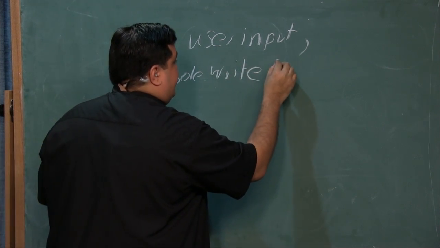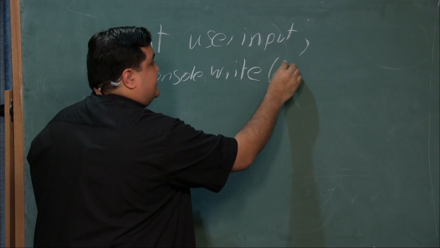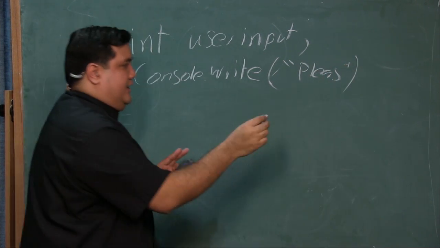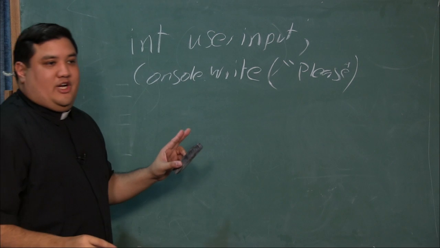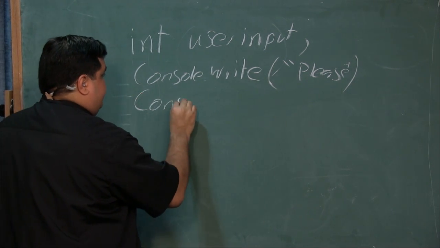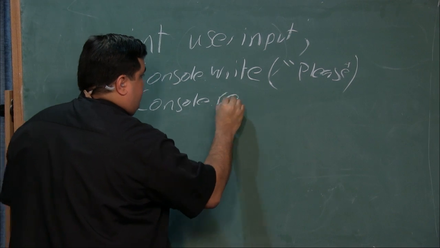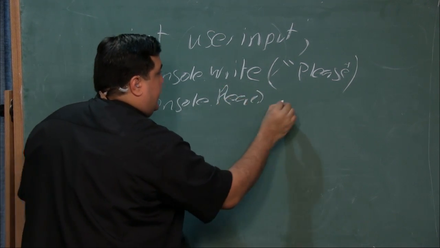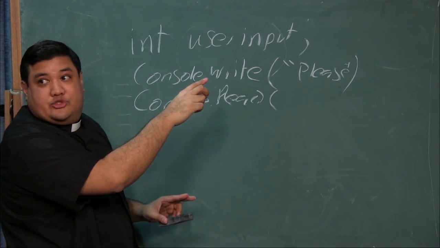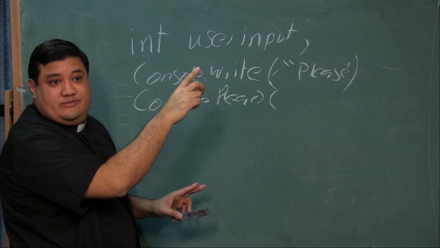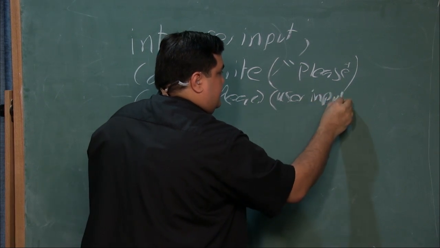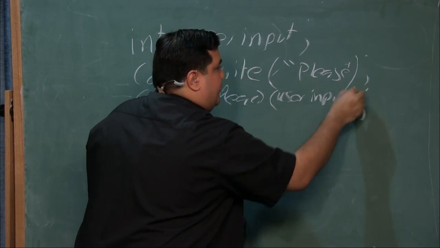And I'm going to ask it to say, please enter a number. Just pretend like I did that without the misspelling. Please enter a number, okay? Now I need a console read, which we also know how to do. Console read. And I'm going to go ahead and read into the user variable that I just created, right? So user input. Now I'm going to be able to do operations on this.